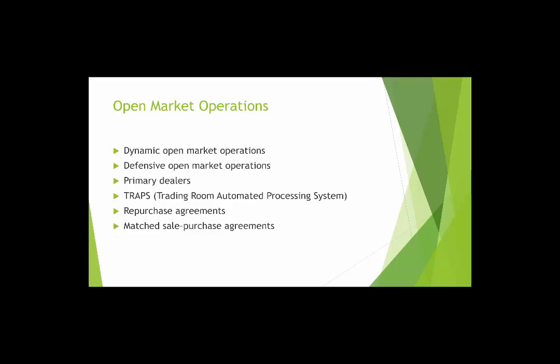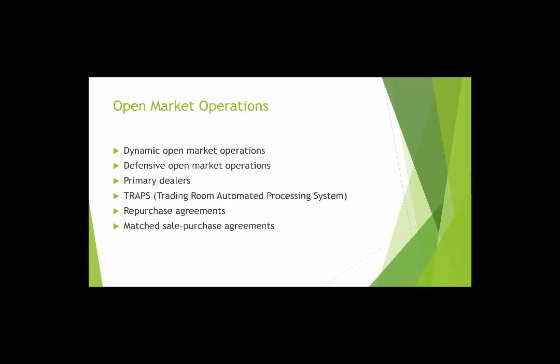The first is the idea of open market operations being of two types. The first type of open market operation is where you're buying or selling government bonds, as the Fed, in a permanent fashion. So what you want to do is change the money supply permanently. And those are called dynamic.